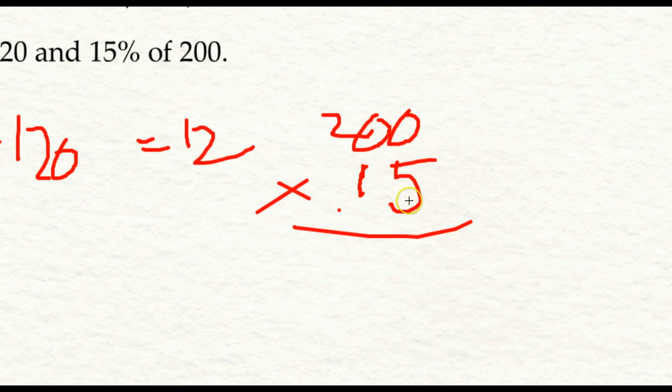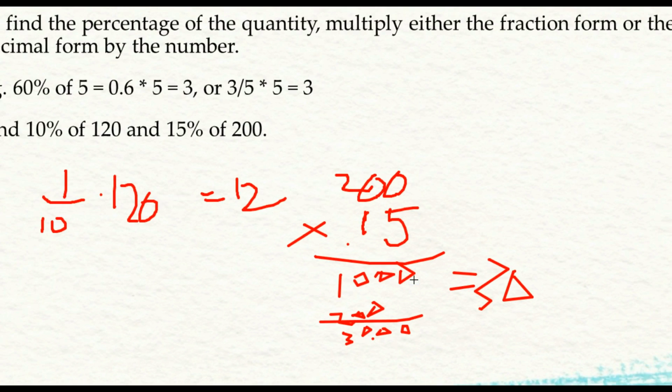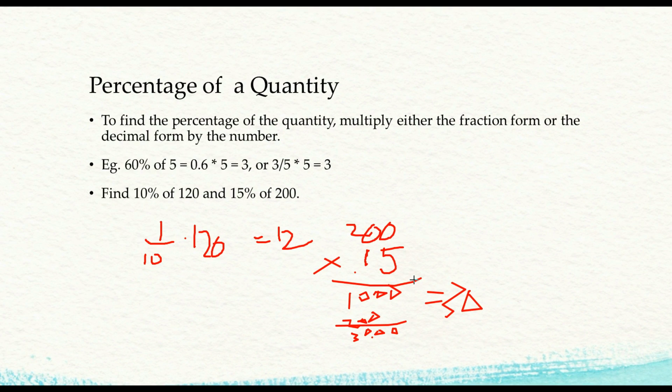So 200 times 5 is 1,000. And 200 times 1 is 200. So now we get 3,000. However, this is 0.15, not 15, which means there's 2 decimal spaces. So that means if we move the decimal, we put the decimal right here, and we get that 15% of 20 is just equal to 3.0. So that's pretty simple to do, actually. It's not that difficult.